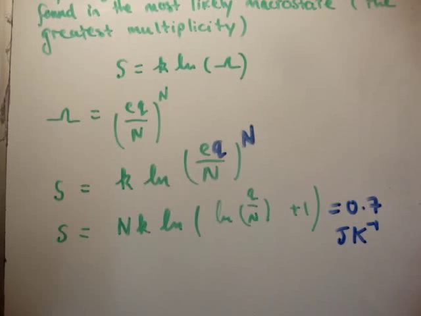Okay, so we have S, the entropy is 0.7 joules per Kelvin approximately. So I'll just try and rephrase that again. Generally, the more particles there are in the system, the more energy it contains and the greater its multiplicity, and therefore the greater its entropy.